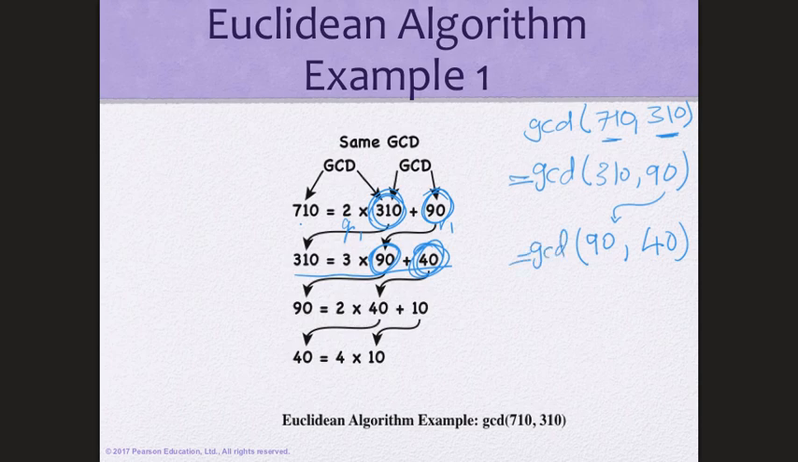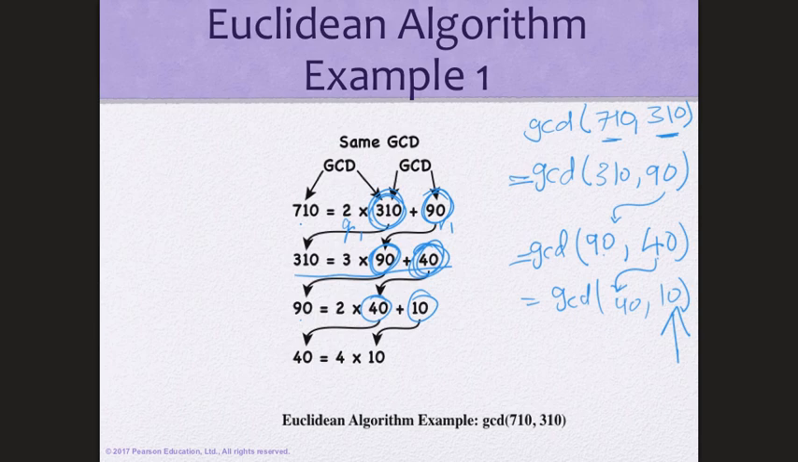Okay? One more step. Now I have 90 and 40. Represent the 90 as division over 40. So you get 40 and 10. So this is equal to GCD of 40 here, and the new remainder 10. If you divide 40 over 10, the remainder is equal to 0. Then this means that the greatest common divisor is this, 10. The right side of the last step, which results in 0 remainder.